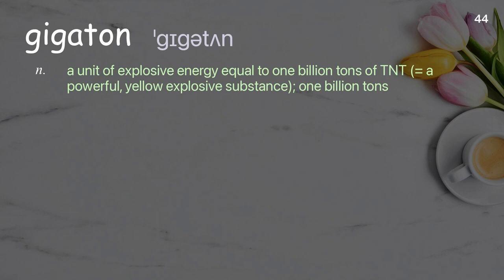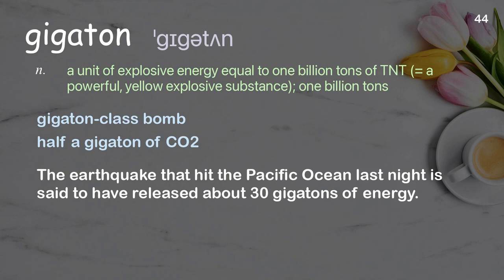Gigaton. A unit of explosive energy equal to 1 billion tons of TNT. Examples: Gigaton class bomb. Half a gigaton of CO2. The earthquake that hit the Pacific Ocean last night is said to have released about 30 gigatons of energy.